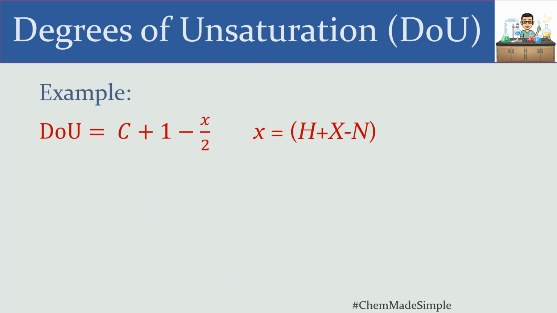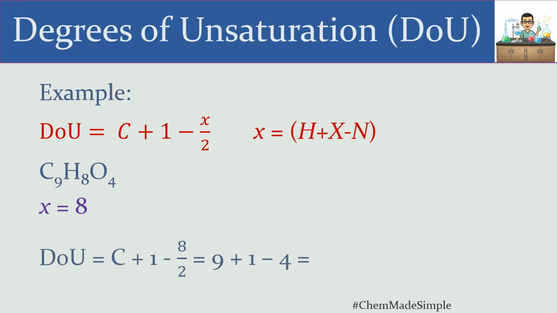All right, so let's take a look at an actual chemical formula and try to figure things out from there. So let's say I have C9H8O4. Well, the first thing you should try to do is calculate this variable x. Now, in terms of halogens, hydrogens, and nitrogens, I really only have hydrogens here. So x is going to be 8. So my degrees of unsaturation is C plus 1 minus x over 2. So C plus 1 minus 8 over 2. So that's 9 plus 1 minus 4. The number of carbons is 9, as you can see in the molecular formula. And so I'm going to have 10 minus 4, which is 6. So this structure is going to have 6 degrees of unsaturation.